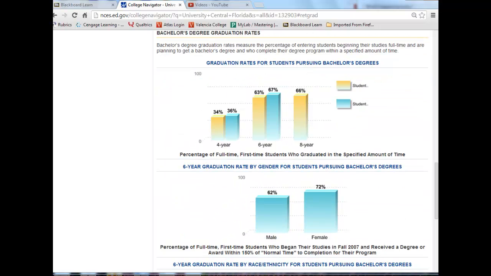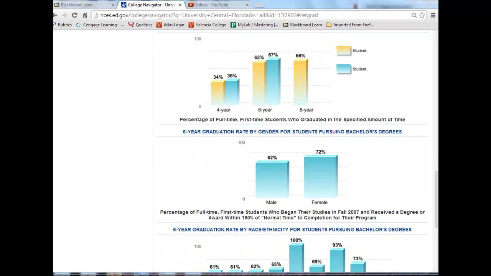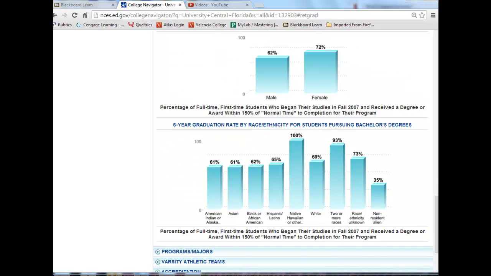Now they break the data down further. This is like cohort data. So what that means is this 4-year graduation rate, and for some reason this graph is cutting off the legend. But if I remember correctly, the yellow is the students who began in fall of 2008, and then the blue is students who began in the fall of 2009 or something like that. So they have what they call cohorts, or they've tracked students based on the semester that they began. They break down graduation rate based on gender and ethnicity.